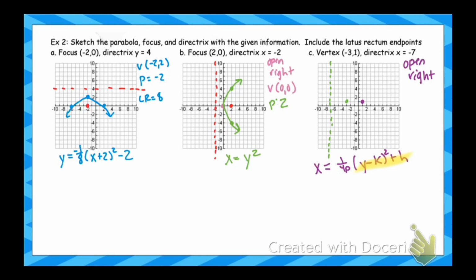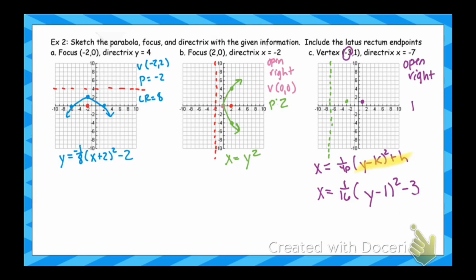So it's backwards from what you guys are used to, okay? The number that's with the y is the y coordinate of the vertex. So when I write this equation, it would be 1 over 4p, so that's going to be 1 over 16. It's going to be (y minus 1) squared minus 3, because h is the x coordinate of the vertex, which is negative 3. K is the y coordinate of the vertex. So just be careful there. It's a really common mistake.